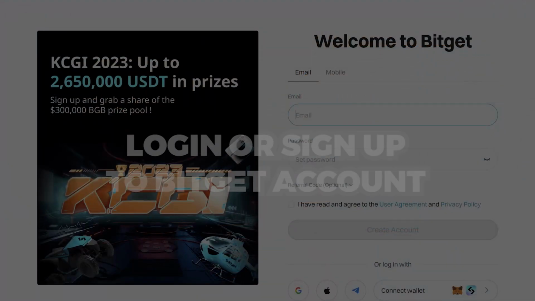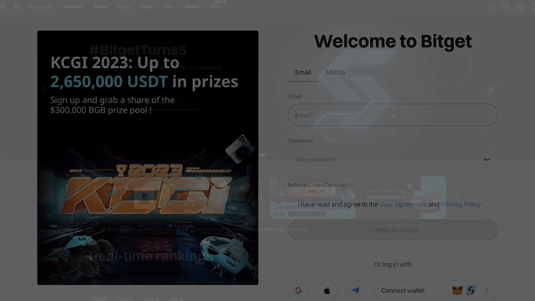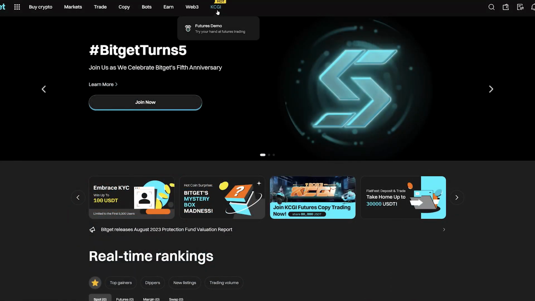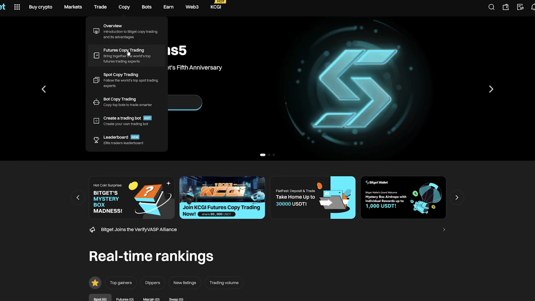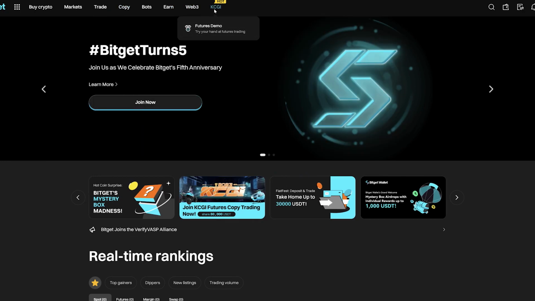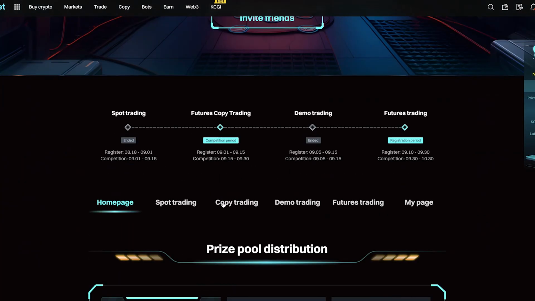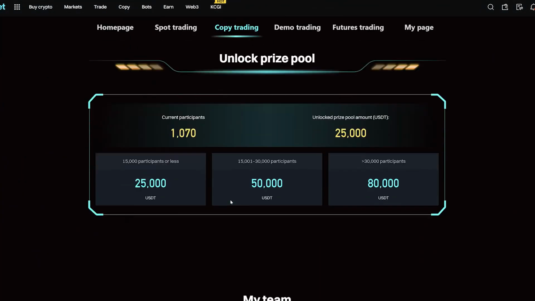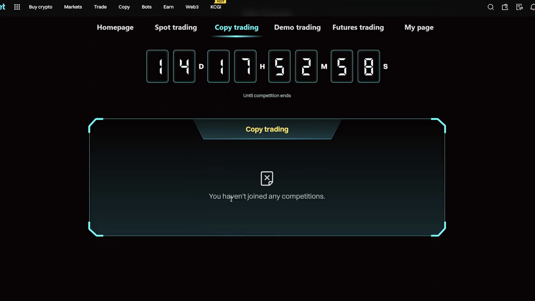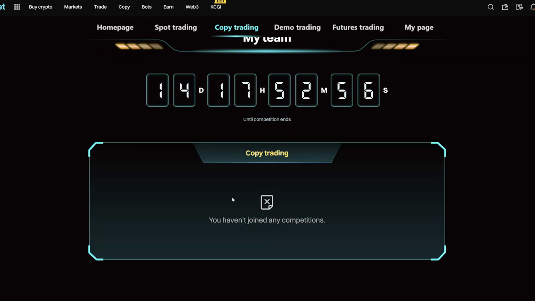Sign up for a Bitget account or log in if you already have one. Visit the KCGI Futures Copy Trading page or select Copy Trading under the KCGI landing page. Create your team or join an existing team. Each team must have a minimum of 10 members, including the captain, to join the Futures Copy Trading competition. Teams with fewer than 10 members on September 15, 2023, will be disbanded.